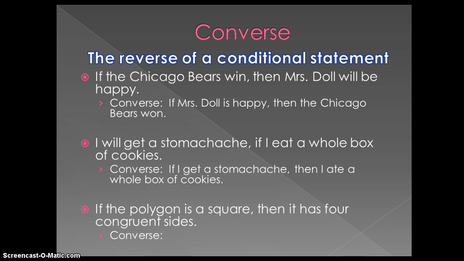Now, for every conditional statement, we can write a converse, which is the reverse of it. So let's look at the first example. If Chicago Bears win, then Mrs. Doll will be happy. We can reverse that and say, well, if Mrs. Doll is happy, then the Chicago Bears won. Second one, I will get a stomachache if I eat a whole box of cookies. So I can reverse and say, if I get a stomachache, then I eat a whole box of cookies. So it's the opposite or the reverse. I want you guys to try the last one. Hopefully you got, if a polygon has four congruent sides, then it is a square. We're reversing what happens to cause the second thing.